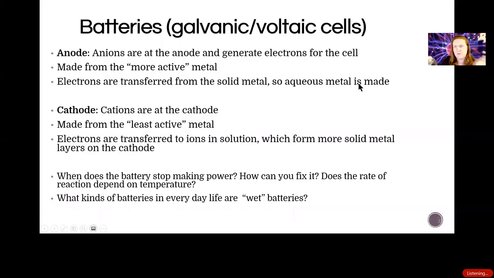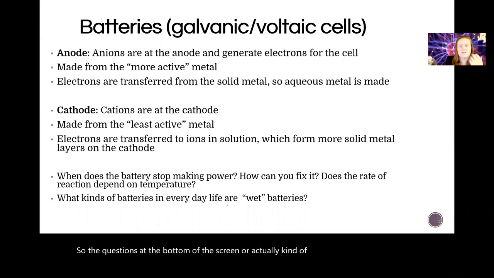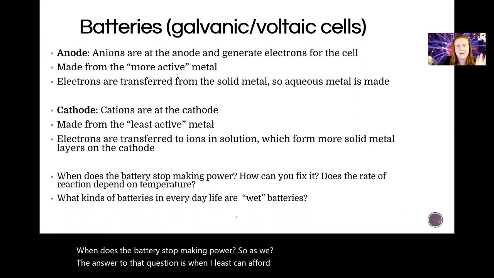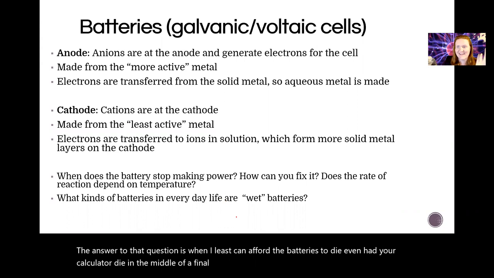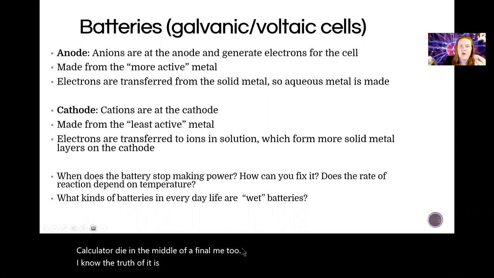So the questions at the bottom of the screen are actually kind of important. When does the battery stop making power? So as we all know, the answer to that question is when I least can afford the batteries to die. You ever had your calculator die in the middle of a final? Me too.